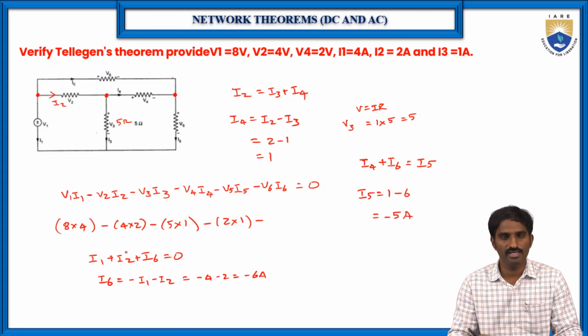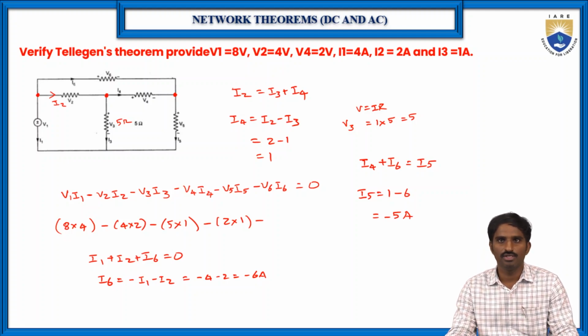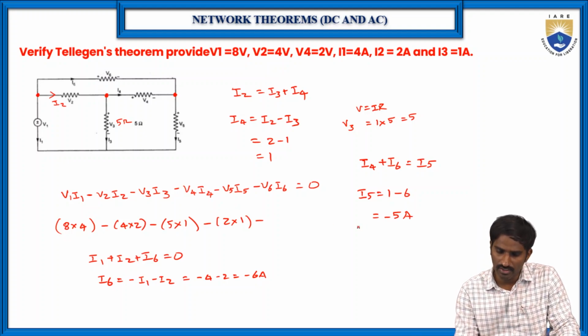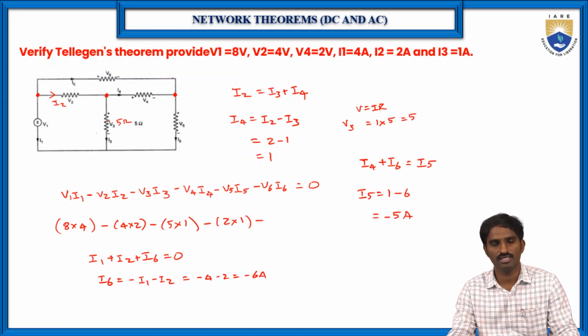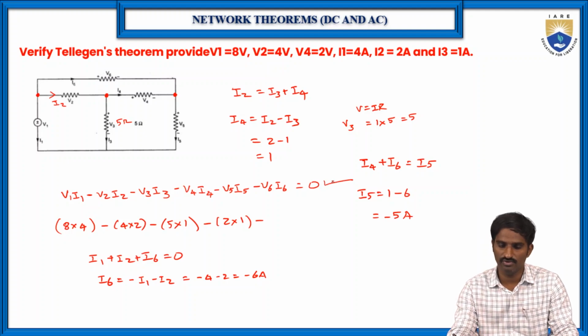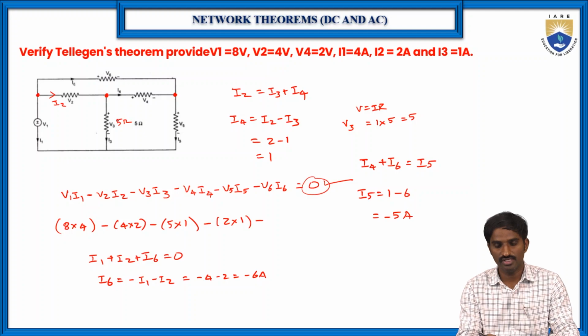Like this you can find the remaining current values as well as the remaining voltage values. Now we know all the values of V1, I1, the voltage across each element as well as the current flowing through each element. Then substitute all the values in this equation, and you will get 0. So don't get confused because some values they have not given.